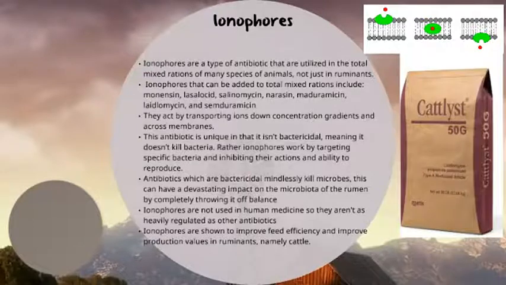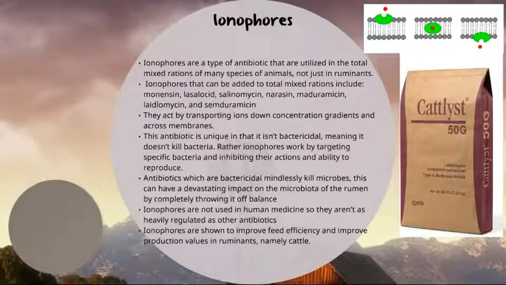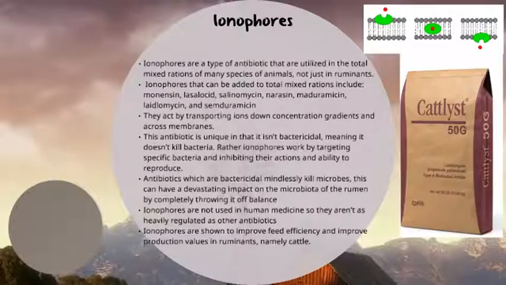Ionophores are a type of antibiotic that are utilized in the total mixed rations of many species of animals, not just ruminants. Ionophores can be added to total mixed rations. They act by transporting ions down the concentration gradients and across membranes. This antibiotic is unique in that it isn't bactericidal, meaning that it doesn't kill bacteria. Rather, ionophores work by targeting specific bacteria and inhibiting their mechanism of action and their ability to reproduce.